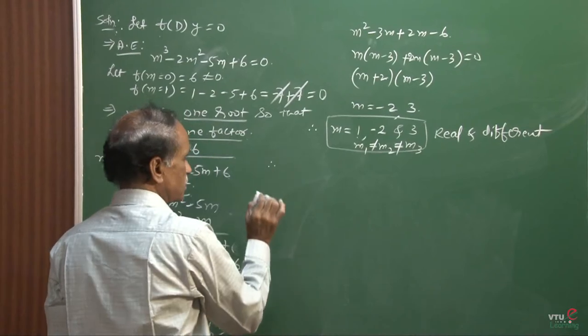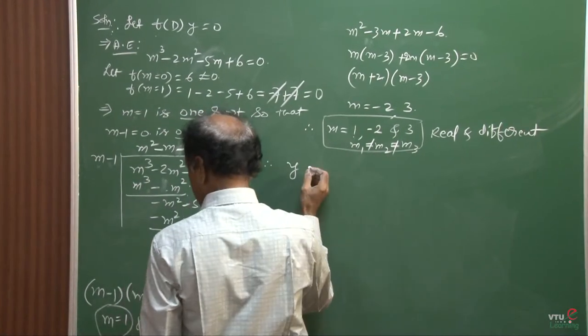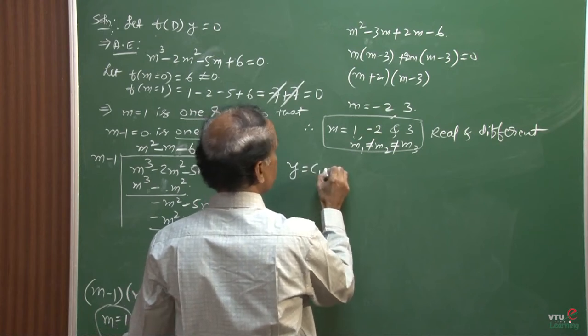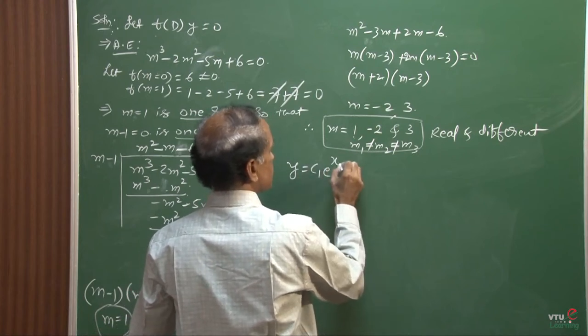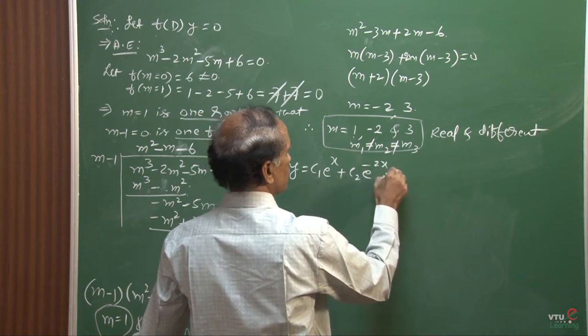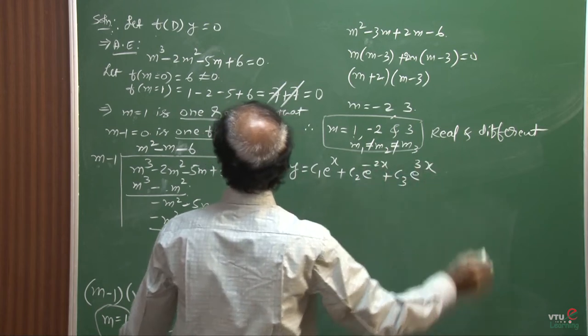Therefore, the first type of solution, the first case of solution, you have to write. What is that first case of solution? That is y is equal to c1 e to the power x plus c2 e to the power minus 2x plus c3 e to the power 3x.